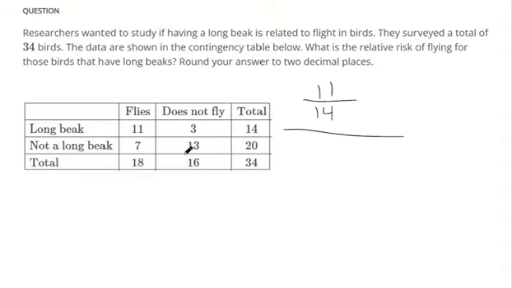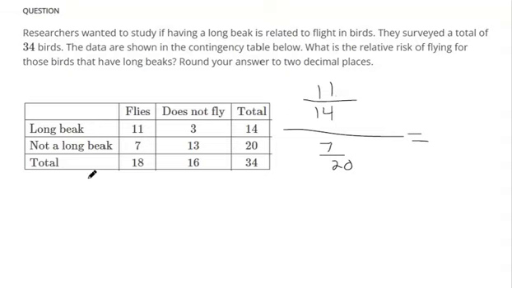And you want to divide that by the probability of picking a non-long-beaked bird and having the probability that they fly. So that probability is 7 out of 20. Okay, and then I'm sure you can compute it from there, break this down to a decimal, break this down to a decimal, and then divide those two. But the big thing is, well, that's relative risk.